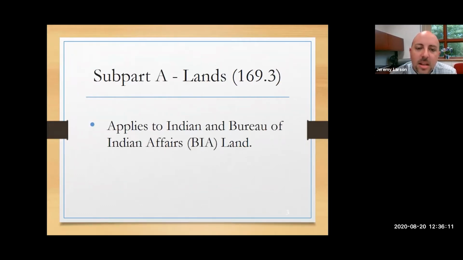Subpart A, land, applies to Indian and Bureau of Indian Affairs BIA land. So this land could also be tribal fee, which is land owned by the tribe in fee. There could be individual land, which would be allotments, as we call them. And then there's also Bureau of Indian Affairs land, which is also in trust. We mainly deal with trust land for the Bureau of Indian Affairs.